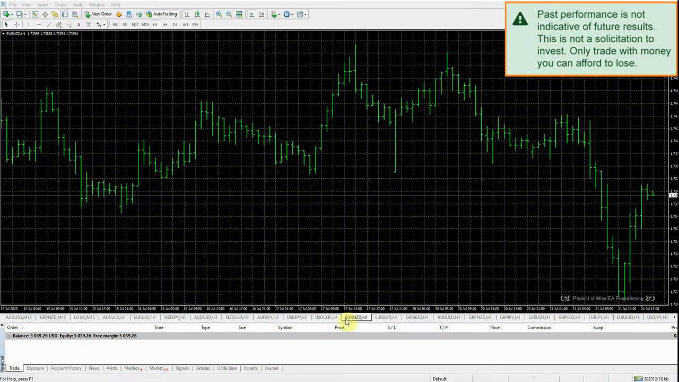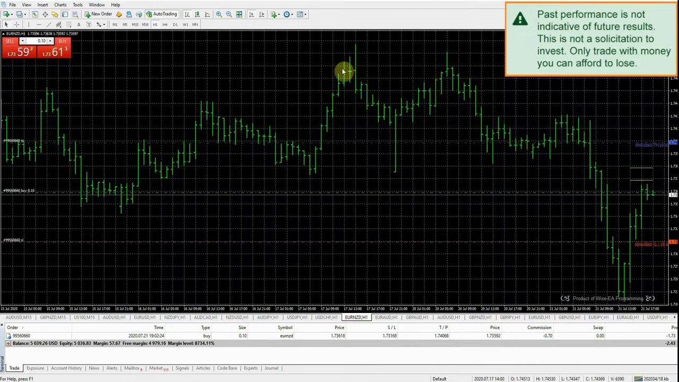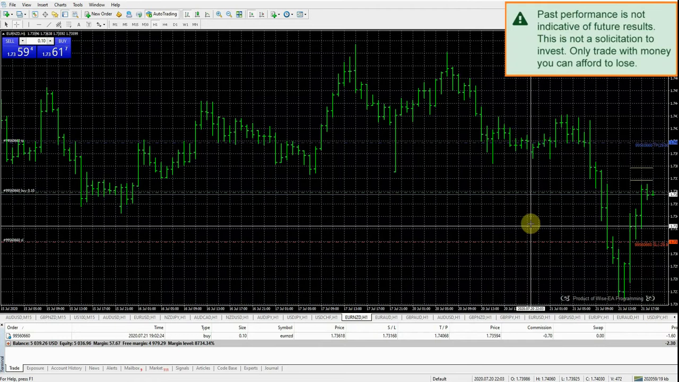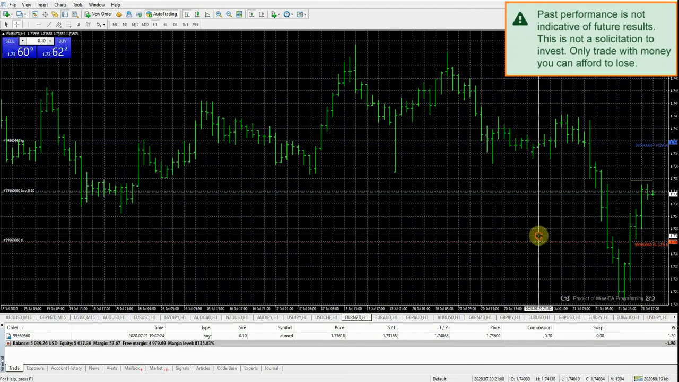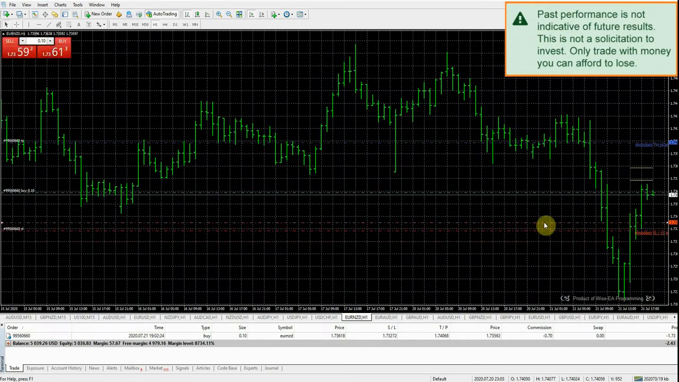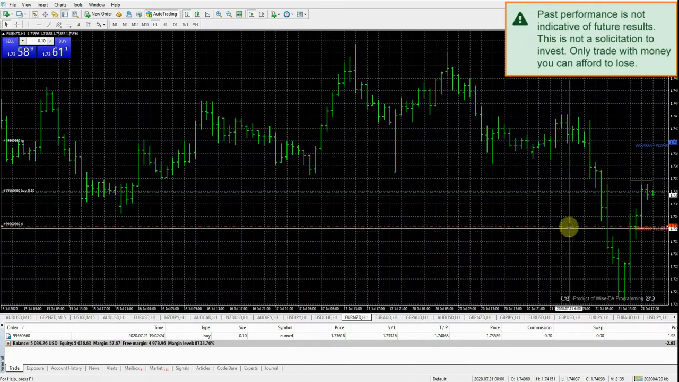You can see here we are on Euro NZD 1 hour chart, and we're going to go ahead and jump in for a buy. Switch this to 0.10. All right. And let's go ahead and place our stop loss, which is going to be at 1.73316. So about right there. So it's about a 30 pip stop.